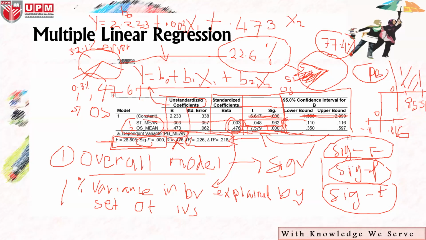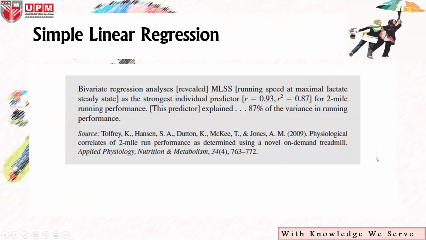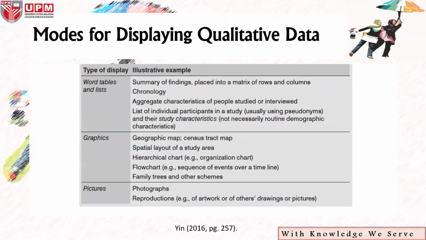Okay, next one. Ada lagi tak? Settle this part. Okay, this one how you can present your finding in wording form. So bivariate regression analysis reveal that. Okay, ini dia cara you all nak interpret the finding. Ni qualitative data ni. Okay, so any questions so far related to quantitative data? Ada masa tak saya nak run quantitative ni? Sikit lagi, tak apa, sikit lagi.